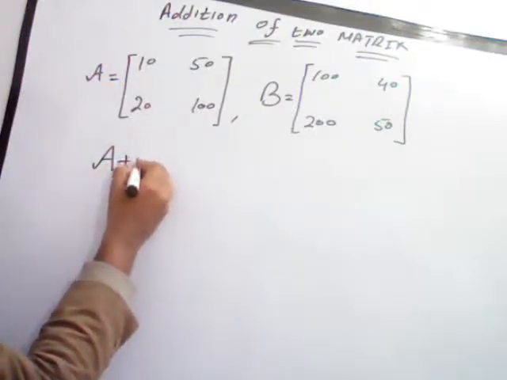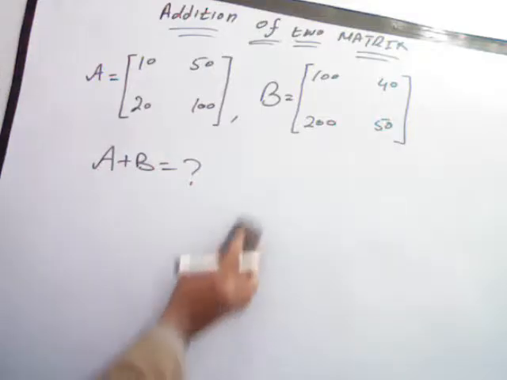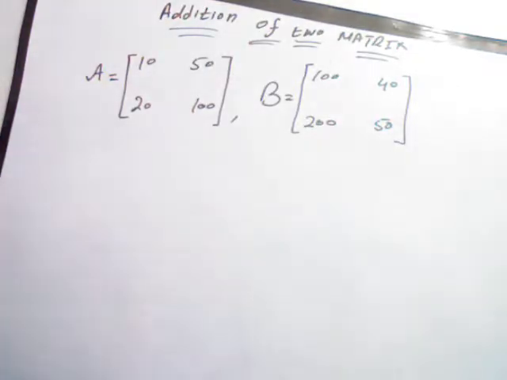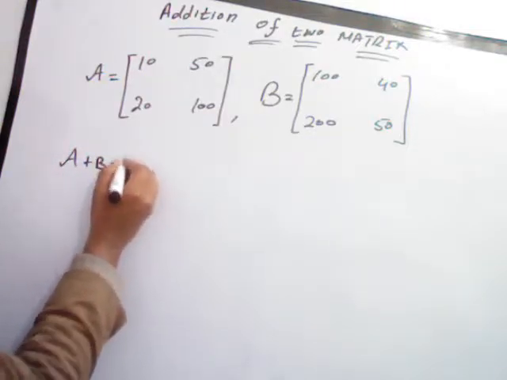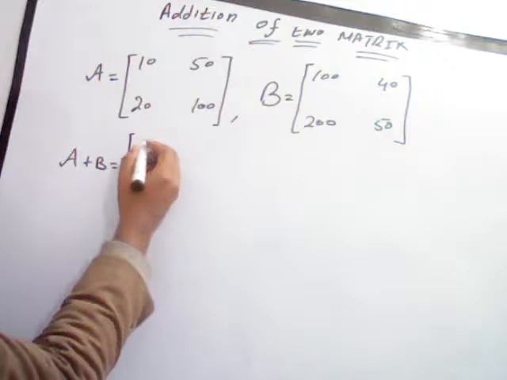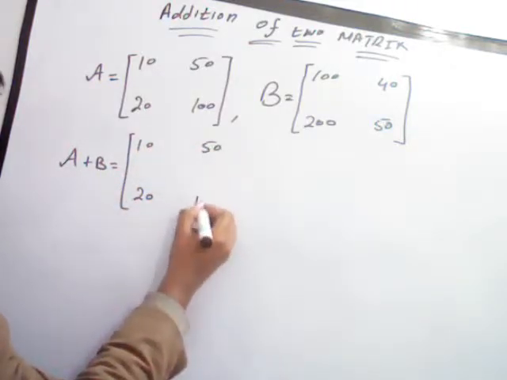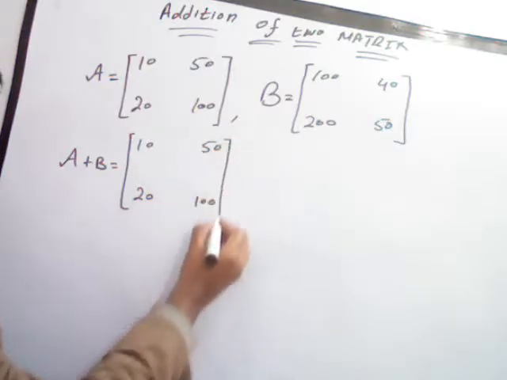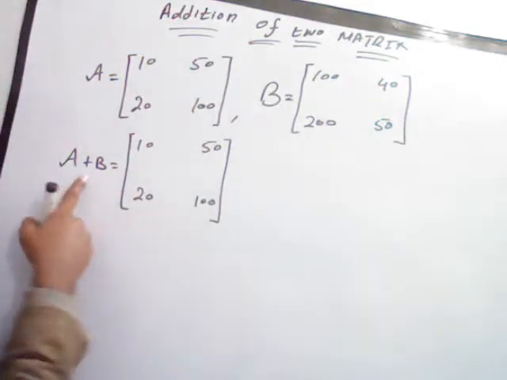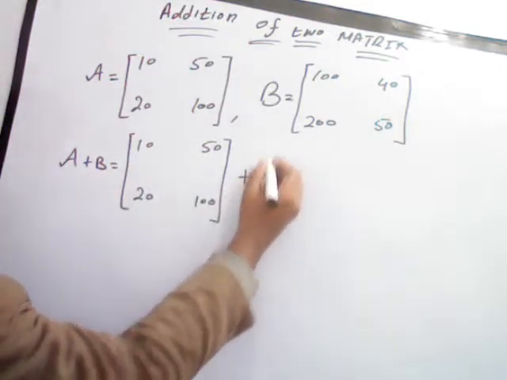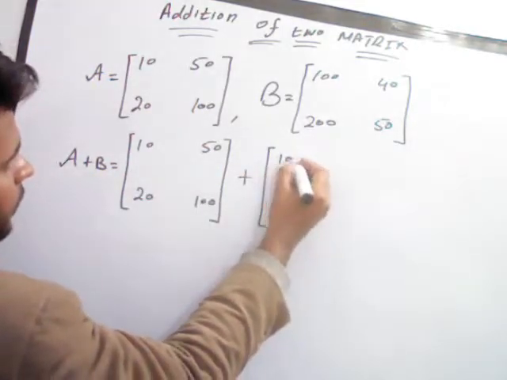So now we find A plus B. A plus B equals 10, 20, 50, and 100, the same as it is, the A matrix, plus the same as it is, the B matrix, 100, 200, 40, and 50.